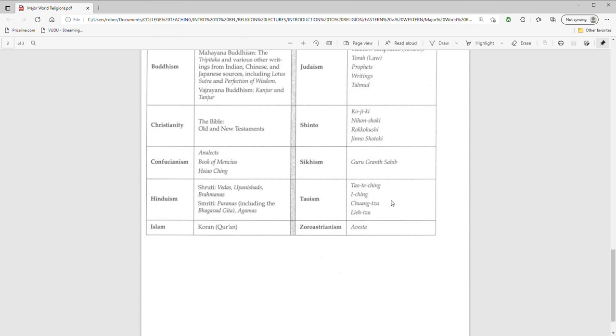Taoism has a sacred text, the Tao Te Ching, which is actually the second most published book in all of human history, second only to the Bible, if you didn't know.